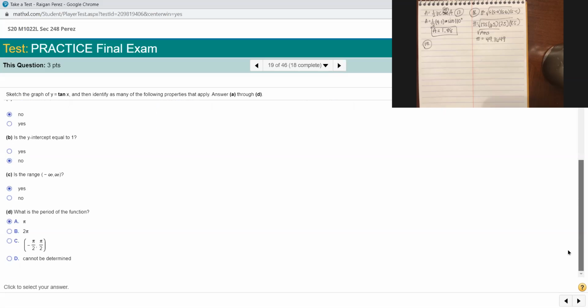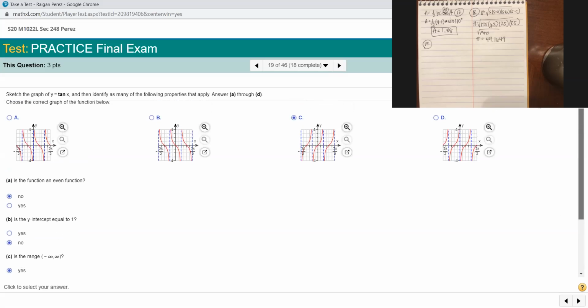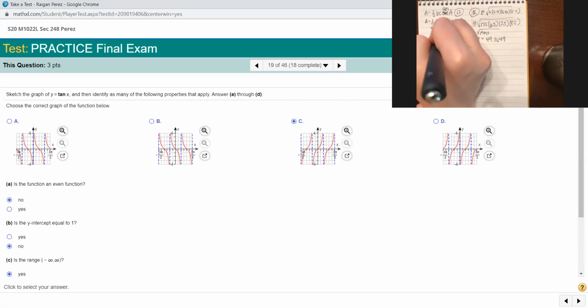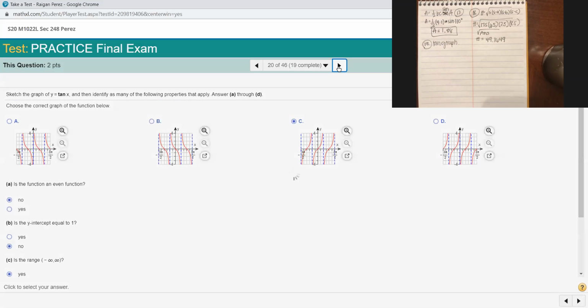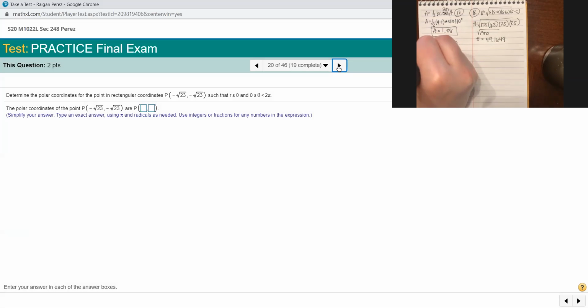And y'all know that already. Okay, that one's good. Tangent graph. I think they'll probably ask you for all 3 graphs, so I would make sure you know what they look like. Okay, number 20. Okay, determine the polar coordinates for this one.